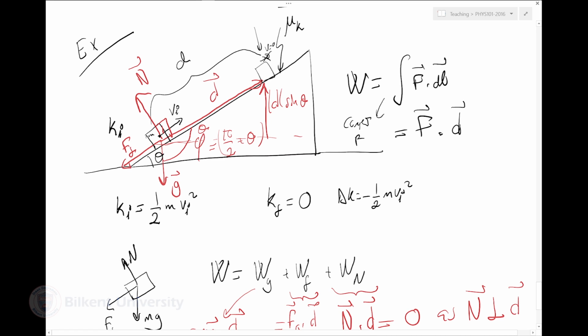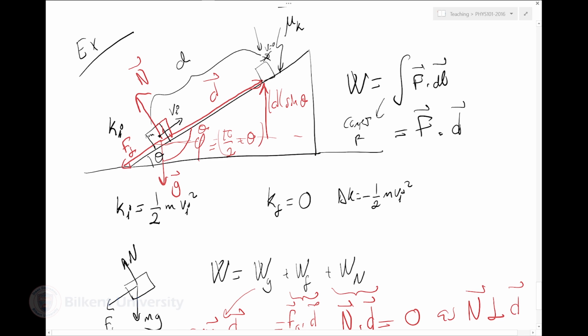Vi square is meter square per second square. 2 doesn't have units. g is meter per second square. Sine theta plus mu k cosine theta doesn't have any units. So this is meters, the units. Check. How about some limits?